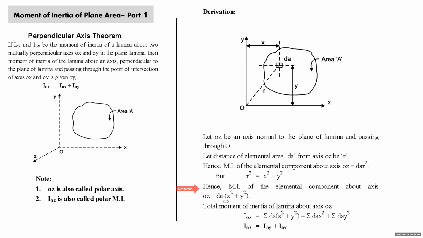Then we open the bracket and find the moment of inertia of the whole lamina about axis OZ. Either you use the integration sign or summation. The summation sign is used for theoretical explanation, but if a numerical is given with definite dimensions, then you have to use integration. So here we write summation dA x square plus summation dA y square. Summation dA x square is nothing but IOY, and summation dA y square is nothing but IOX. So this way we derive the perpendicular axis theorem.